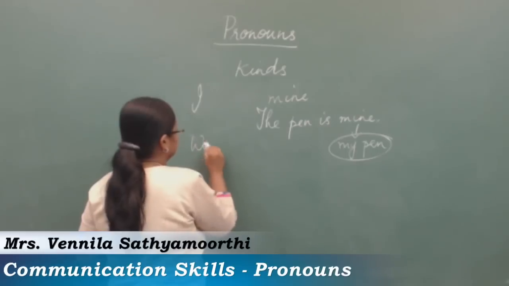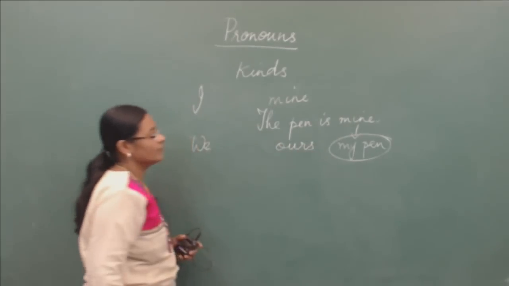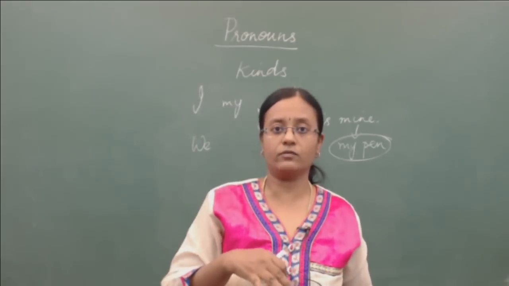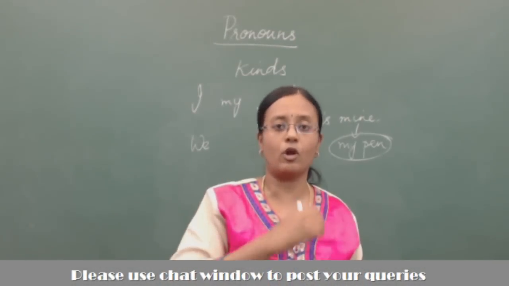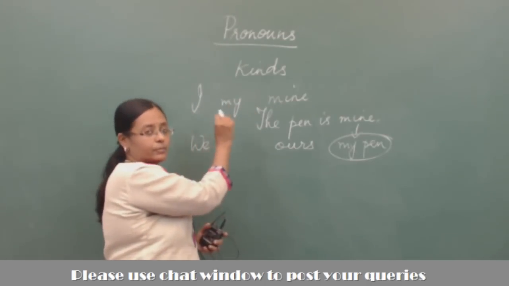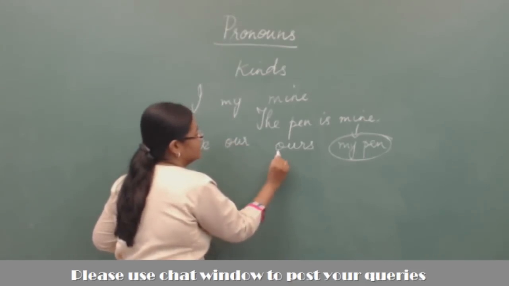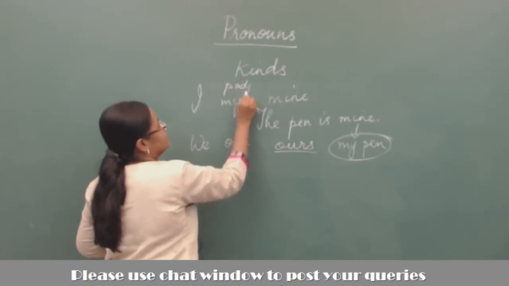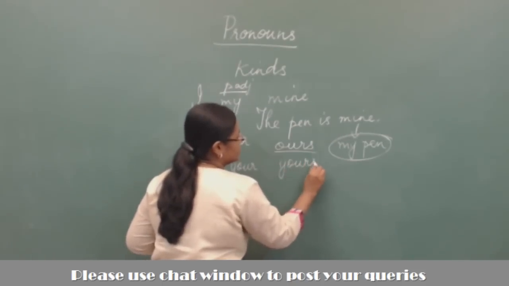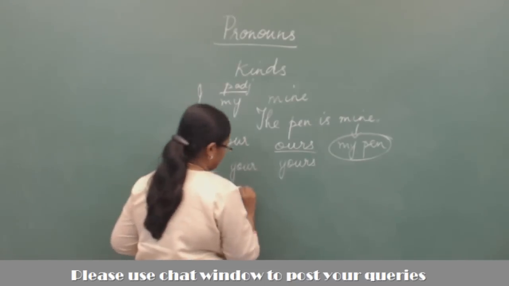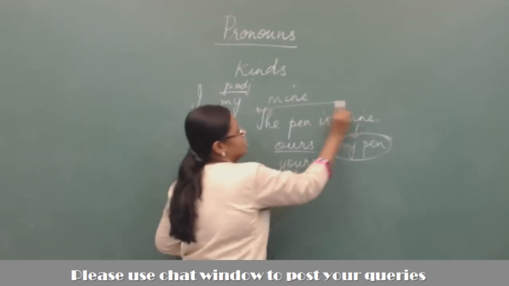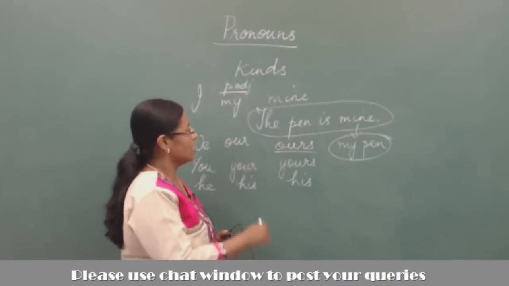Similarly for we, it is ours. See, my is the possessive adjective. There may be some grammar books where they include possessive adjectives also in pronouns. But there are some other books, some other teachers, where they are strictly speaking of this as the possessive adjective. This is our, the possessive adjective, here ours. For you, your is the adjective, yours is the possessive pronoun. He, it is his, the same. You can substitute these words in this sentence and say it for yourself. Then you will see how the sentence sounds.